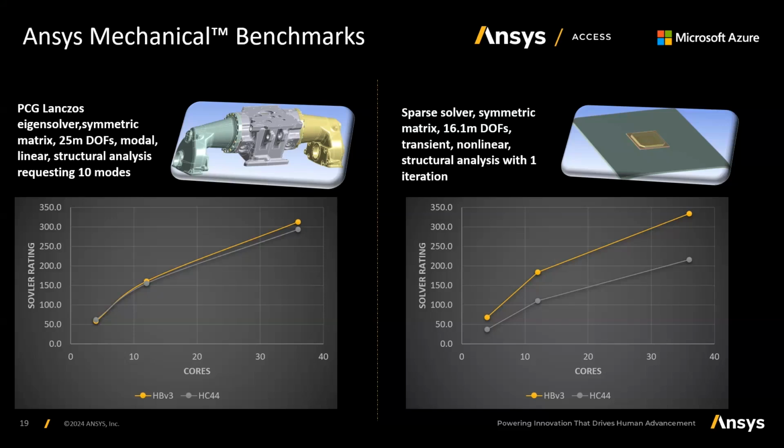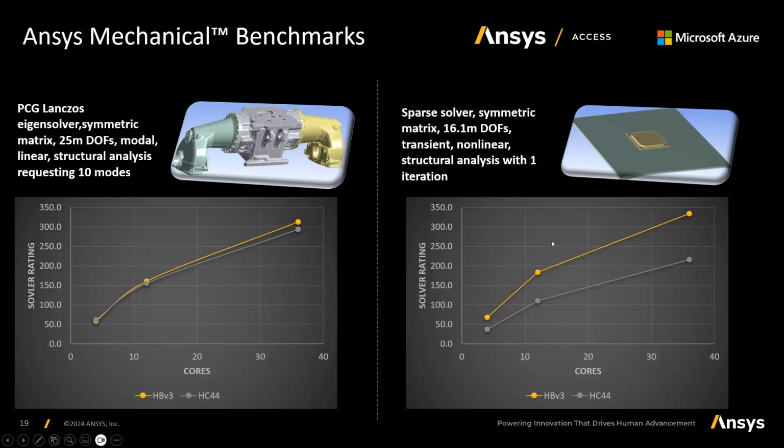If we look at the nonlinear example, we can see there's a bit more of a difference here in that HBv3 is a bit more performant than HC44. So we would recommend that you would use HBv3 for this type of analysis.